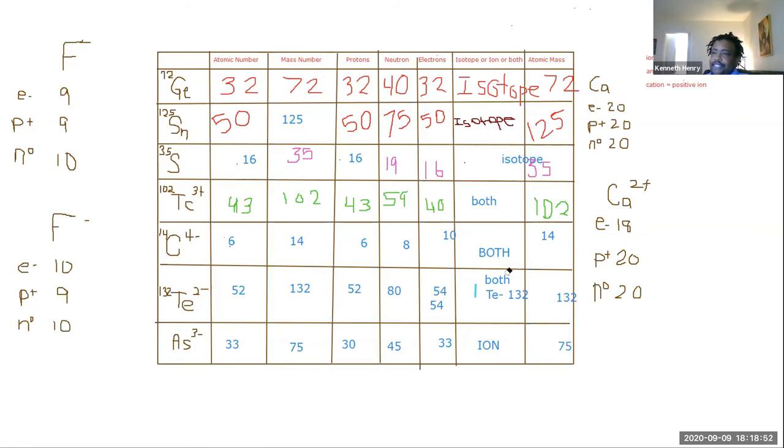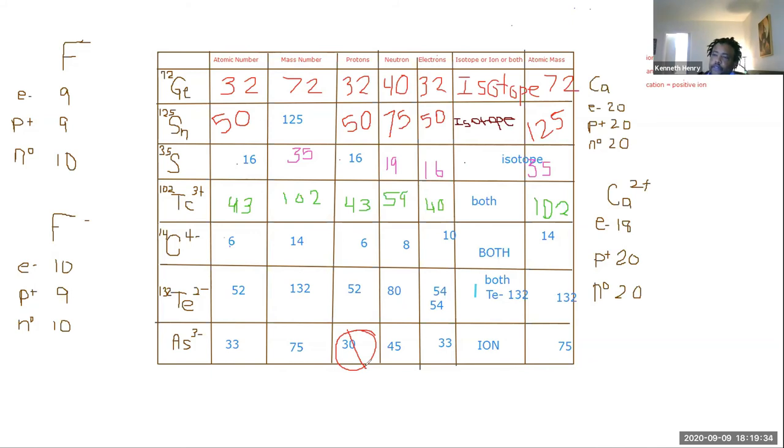Okay. So arsenic 3 minus. Okay, 33, its mass number is 75, number of protons, 30. Are you sure? It's 30? 33, that's right. Remember, the number of protons is never going to change. It's going to be the same as the atomic number. Number of protons, incorrect.